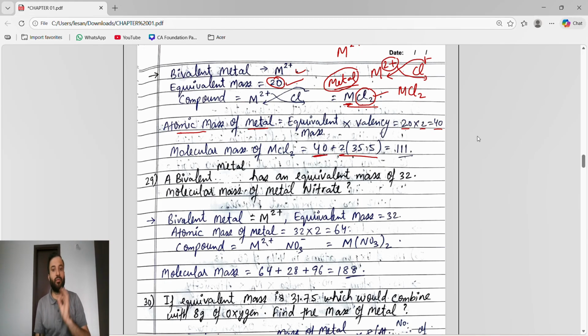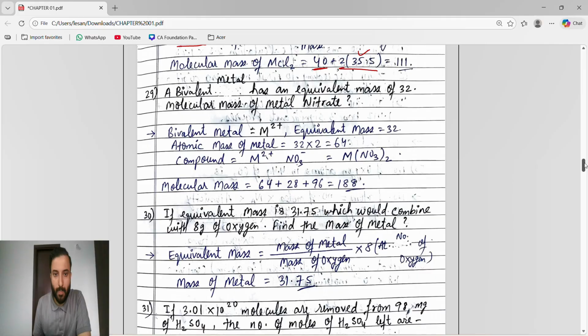This is very important. First, whatever the metal is, we write it, and then we see whether it is anhydrous chloride, bromide, whatever is given. According to that, we make a compound. After making the compound, we will know the atomic masses of the elements. But for finding the atomic mass of the metal, we have to use the formula: equivalent mass into valency. That's it.